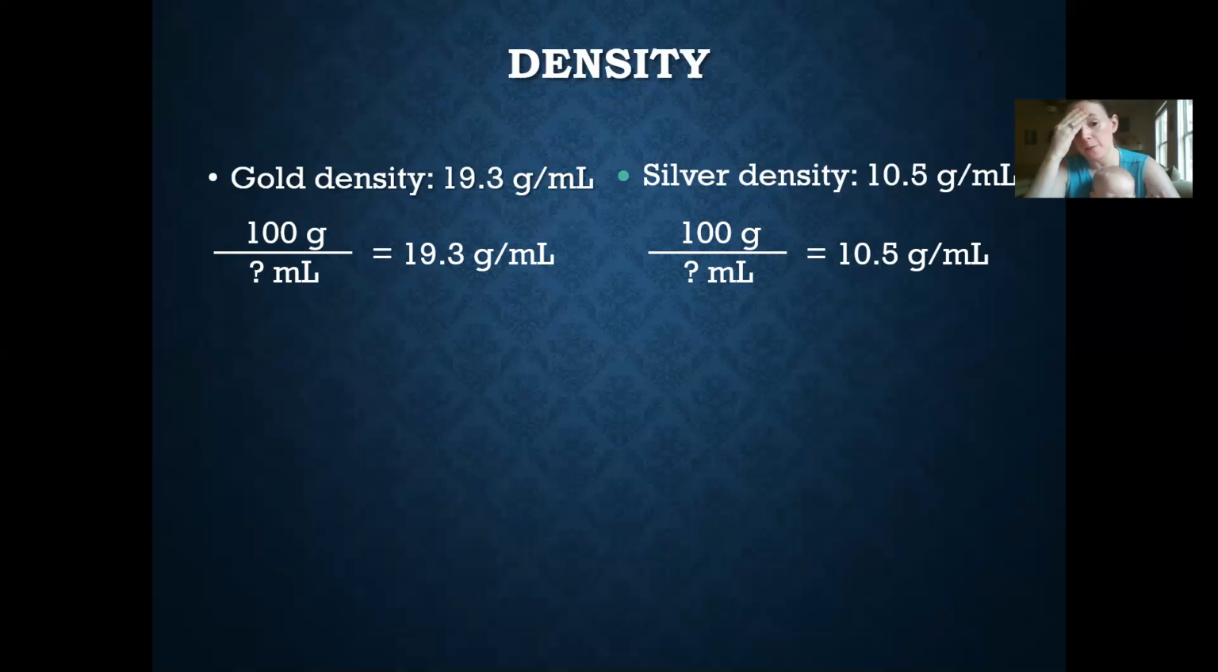So I'm not going to go into the math behind this because we don't have the time to do that right now, and you should have had it already anyway in algebra. But the answer is that 100 grams of gold is 5.18 milliliters, or cubic centimeters, and 100 grams of silver is 9.52 milliliters, or cubic centimeters. So you can see that 100 grams of silver takes up more space than 100 grams of gold. Therefore, a 100-gram mixture of silver and gold would also take up more space than 100 grams of pure gold.